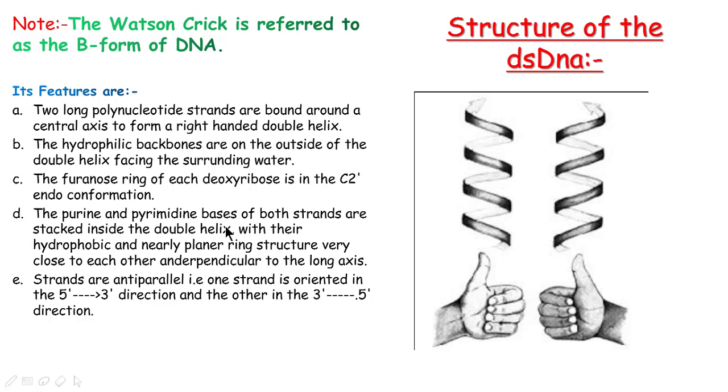The purine and pyrimidine bases of both the strands are stacked inside the double helix, with their hydrophobic and nearly planar ring structures very close to each other and perpendicular to the long axis. The strands are antiparallel. One strand is in the orientation of 5' to 3' and the other is in the 3' to 5' direction. I hope it's clear to you.